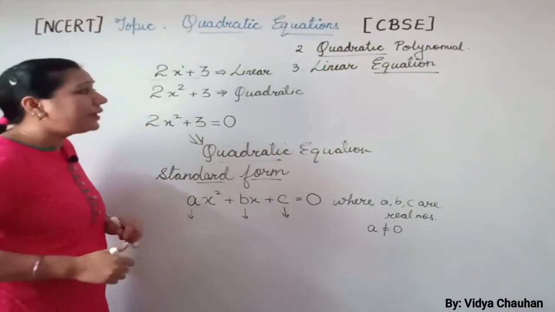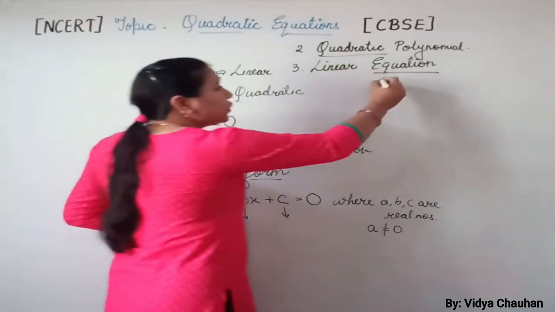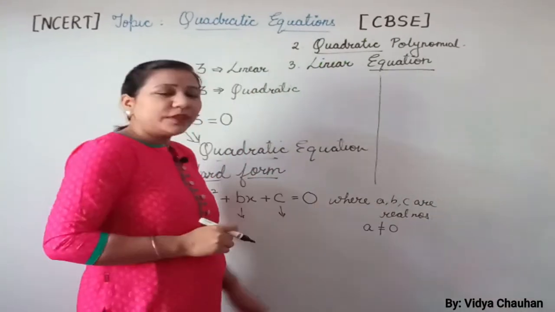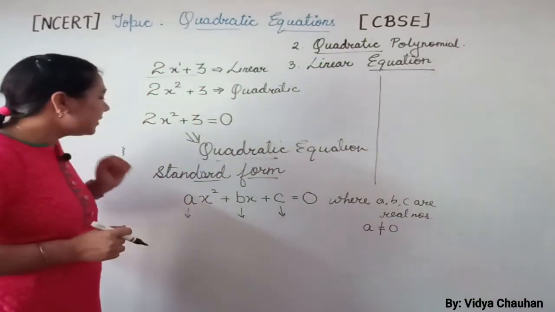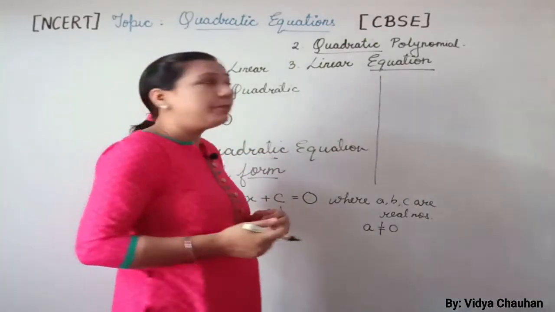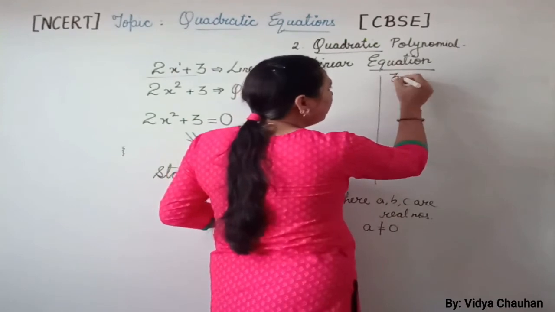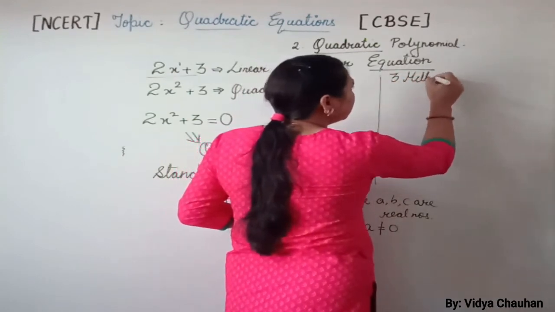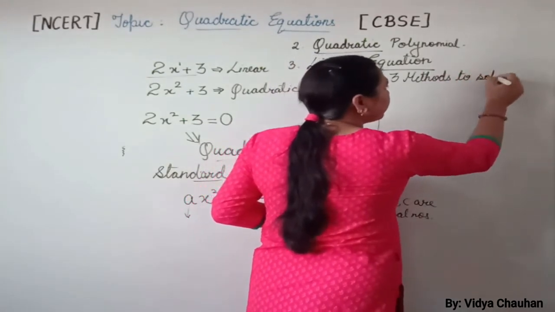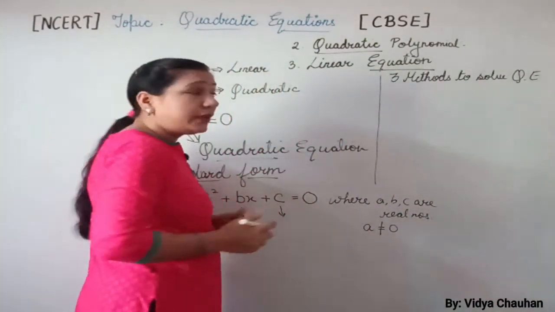Now coming to the different types of solutions. We can solve any quadratic equation. If we want to find the solution of any quadratic equation, there are different methods. So how to find it? There are three methods to solve any quadratic equation. What are these three methods?